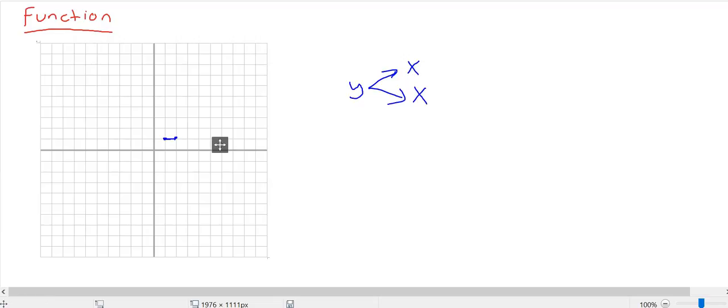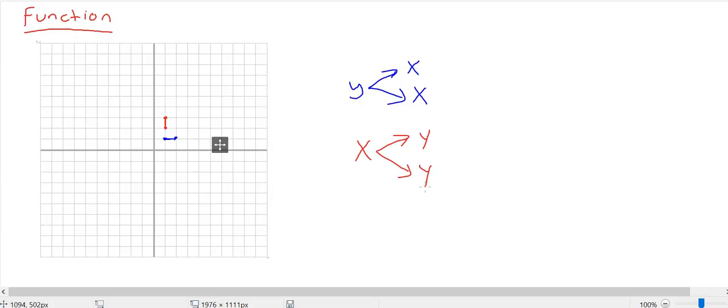Now let's look at something that's not a function. Let's say I have an x value of 1 and a y value of 2. And let's say I have the same x value of 1, but now I have a y value of 3. This vertical line is not a function because we have one x value corresponding to two y values.